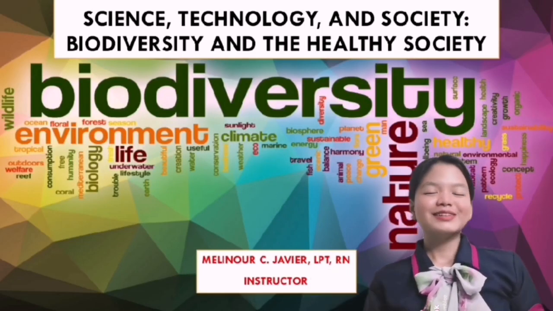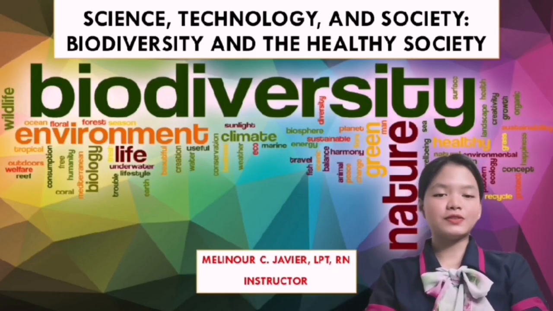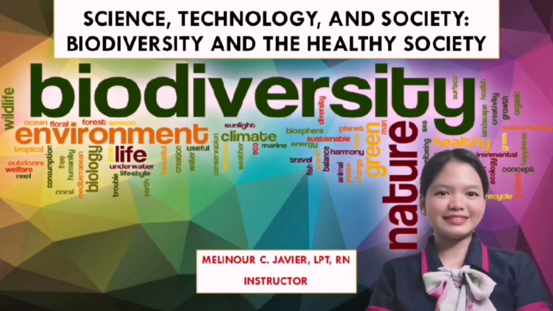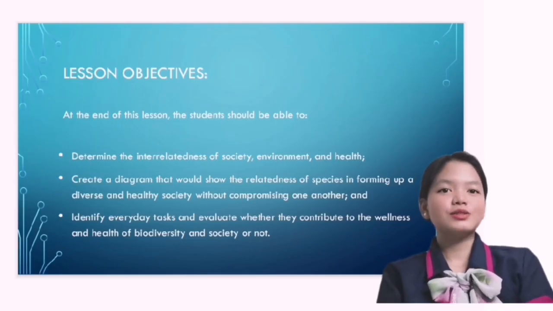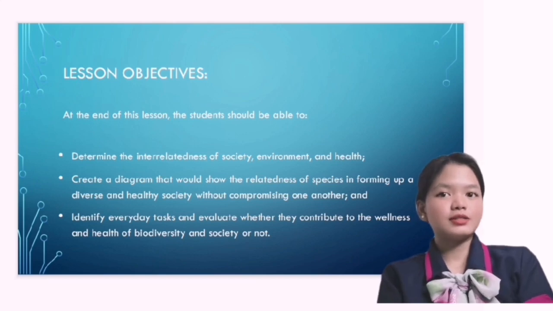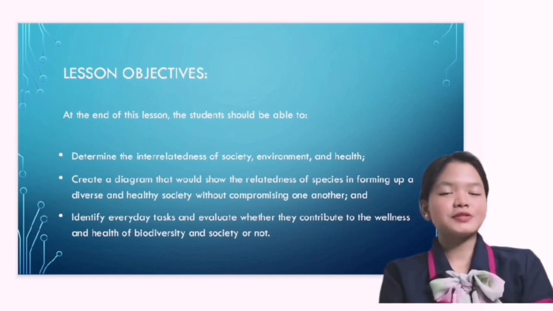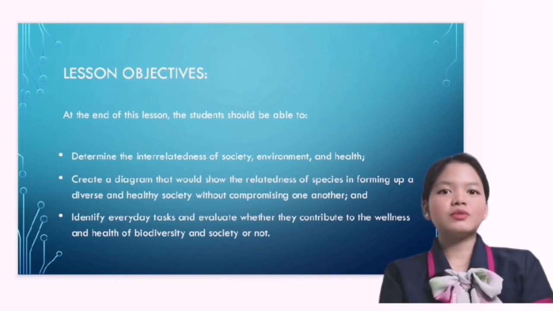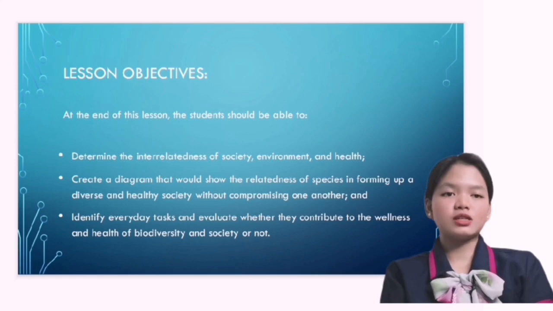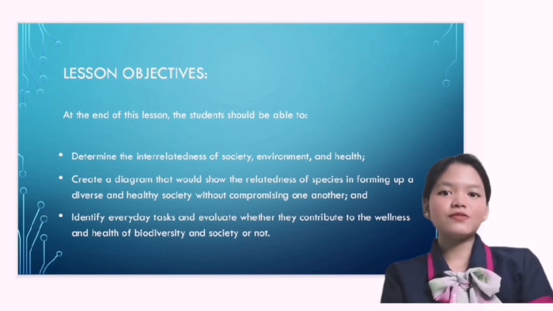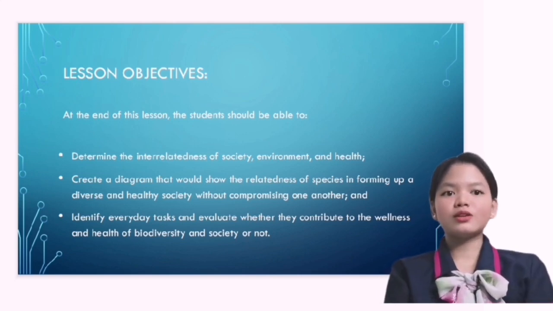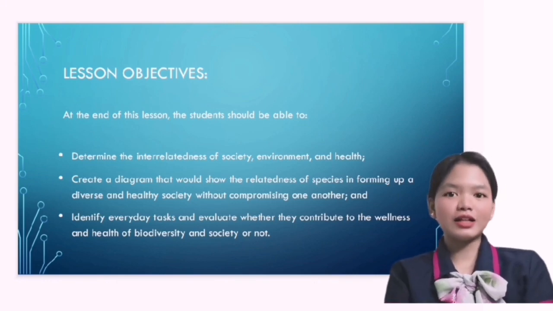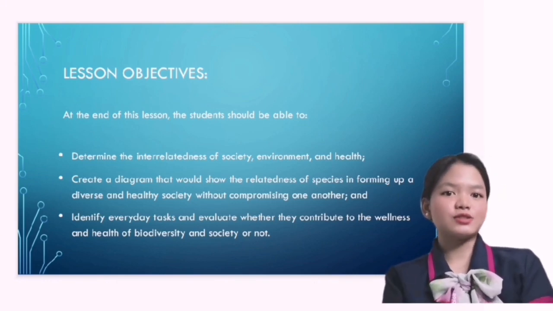Good day, everyone. Today, we will talk about the biodiversity and the health of the society. At the end of this lesson, the students should be able to, first, determine the interrelatedness of society, environment, and health. Create a diagram that would show the relatedness of species and forming up a diverse and healthy society without compromising one another, and identify everyday tasks and evaluate whether they contribute to the wellness and health of diversity and society or not.